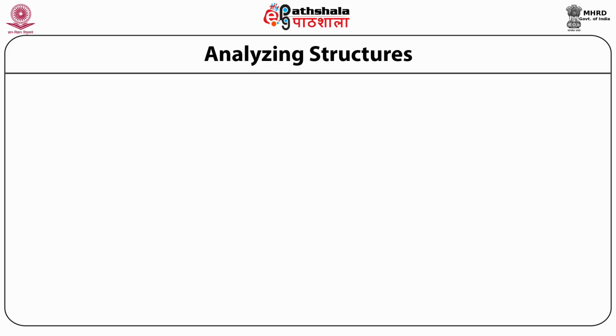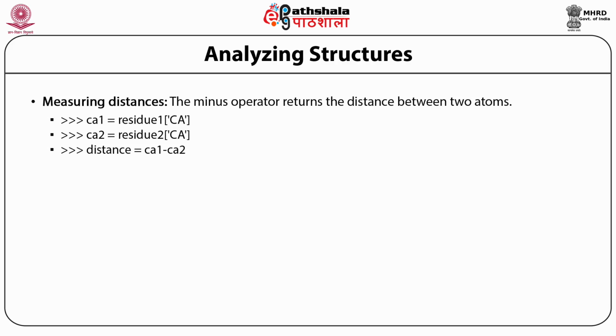So earlier we saw how to selectively get information from a structure object. Now we will see how to analyze structures. For example, if I want to measure the distance between two given C alpha atoms, I use the minus operator. It is very simple. I say ca1, that is atom number 1, is residue 1 of whatever atom description I give, CA. And then ca2 is another atom to which I want to measure the distance. The distance can simply be obtained by distance is equal to ca1 minus ca2. That distance is stored in distance and it can be printed.